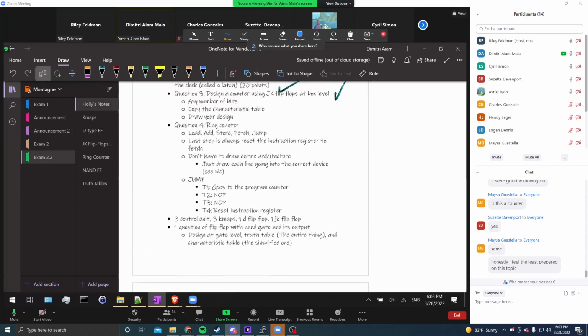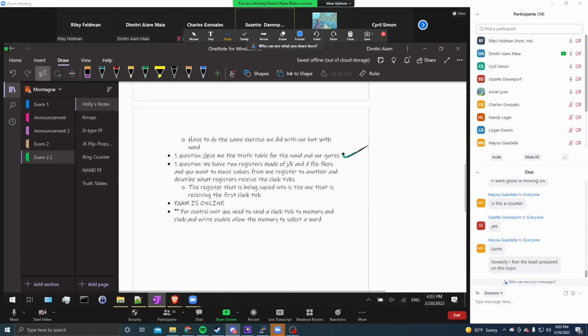Did he want the entire control unit drawn out? How he wants it done, he doesn't want the whole architecture, like where you put the PC, MAR, all that. You could just shorthand it and do the opcode, and the address execution, like where it goes, like the PC to the MAR? Yeah, you increment your PC.